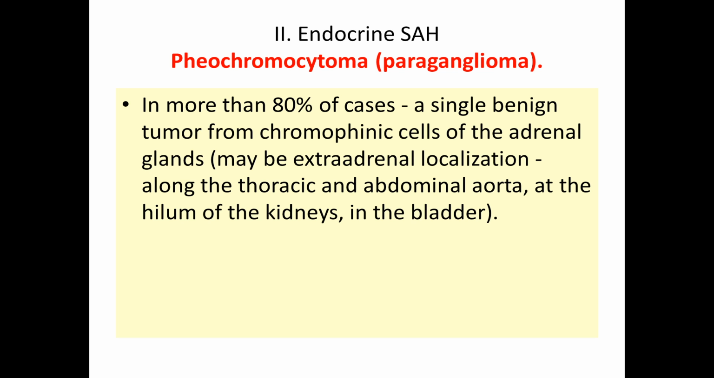The next reason for increasing pressure, of course, is the endocrine causes of secondary arterial hypertension. In the first place, pheochromocytoma. In more than 80% of cases it is a single benign tumor from chromaffin cells of the adrenal gland, maybe with extra-adrenal localization along the thoracic and abdominal aorta, at the hilum of the kidneys, in the bladder.